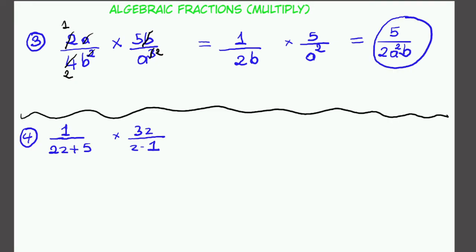Next example: 1 over 2z plus 5 multiplied by 3z over z minus 1. What's the first thing that we realize? This example is different from the first three, but it's still simple enough for us to work it out. Is there anything else for us to factor? No. Is there anything to cancel?